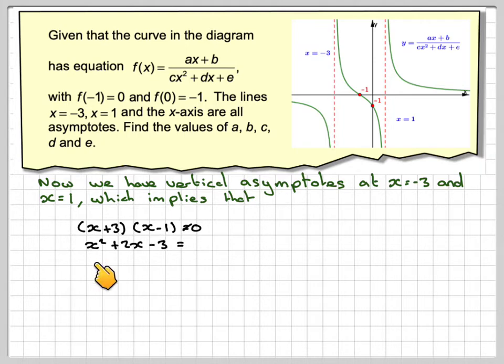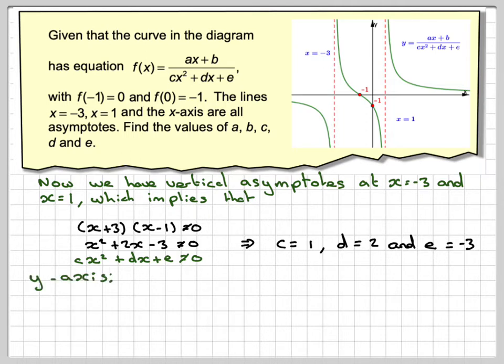If we expand that, we're going to get x squared plus 2x minus 3 is not equal to 0. And if we compare that with the denominator cx squared plus dx plus e is not equal to 0, it will give us that c must be 1, d must be 2, and e must be minus 3.